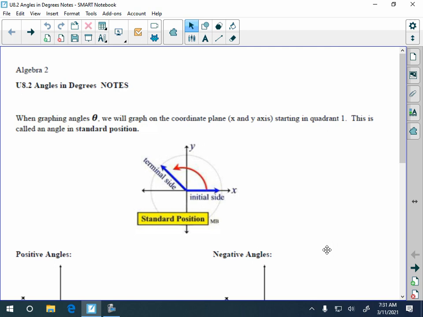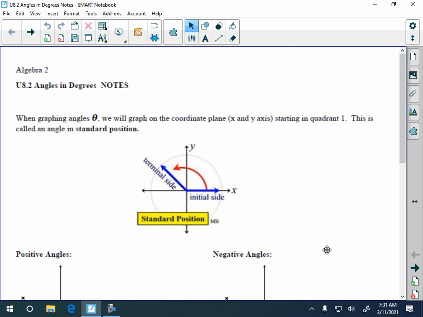So in graphing angles, and again, we use that symbol theta to represent an angle, we're going to graph on the coordinate plane, that's the xy axis, and we're going to start in quadrant 1. An angle is made up of two rays, and they intersect at a vertex. That vertex point, where the two rays come together, we're going to lay on the point 0, 0 on the xy axis.